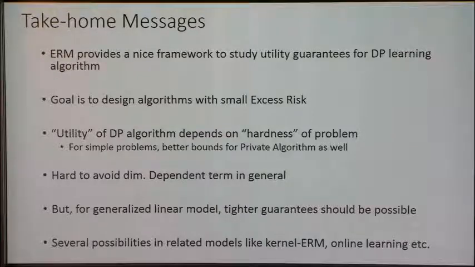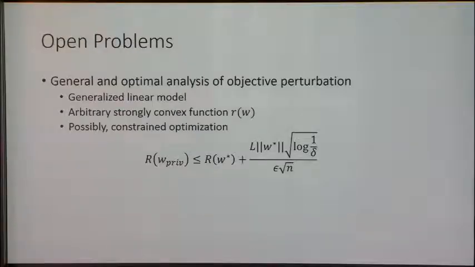Now, in several of the bounds, we have a dimension dependent term which might not be avoidable in general, but assuming a generalized linear model, tighter bounds are possible. And then there are several possibilities for applying differential privacy techniques in kernel ERM, online learning, etc. All these frameworks are very similar to this empirical risk minimization framework. Okay, so let me describe a couple of open problems that I think are very interesting.